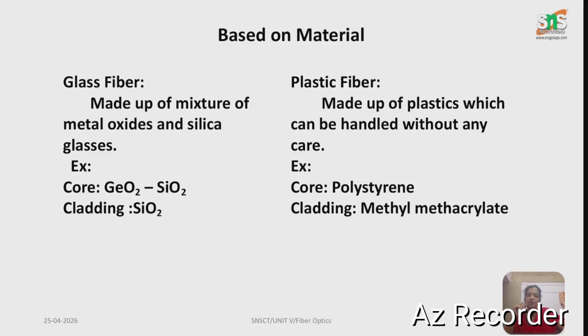So next one is based on material. Glass fiber is made up of a mixture of metal oxides and silica glasses. Example, the core is made up of germanium dioxide and silicon dioxide. Cladding is made up of silicon dioxide. Plastic fiber is made up of plastic which can be handled without any care. An example for this, the core is polystyrene, and the cladding is methyl methacrylate.